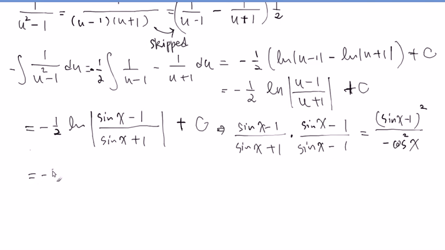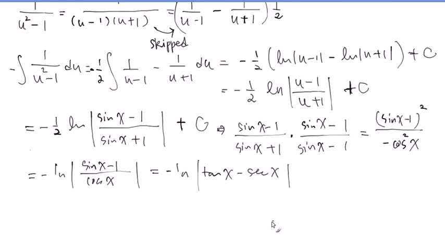So that takes care of this negative 1/2 business there. So here's a negative ln absolute value. That 1/2 becomes a square root, becoming sine x minus 1 over cosine x, like that, right? And then here is negative ln. So what is sine x divided by cosine x? That's known as tangent x, minus this one known as the secant x there, right?